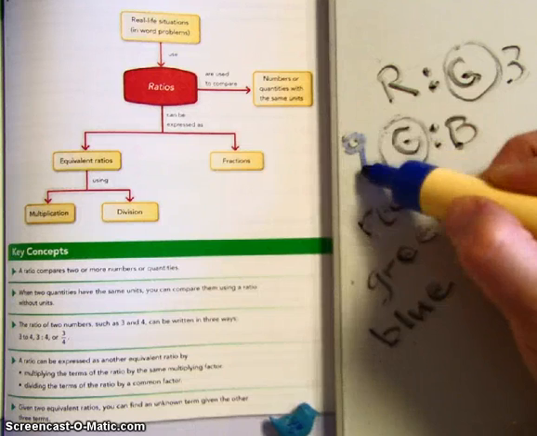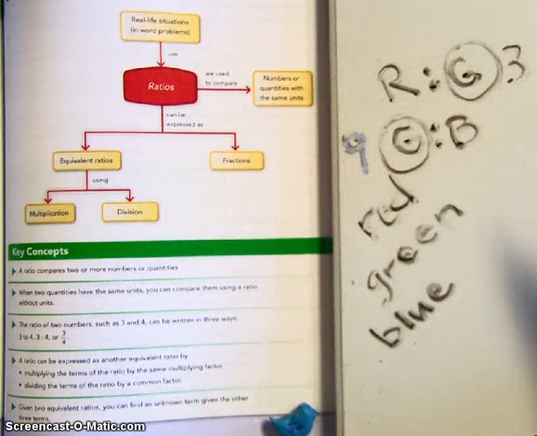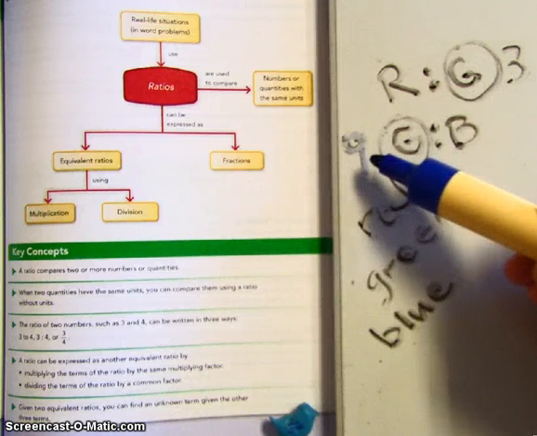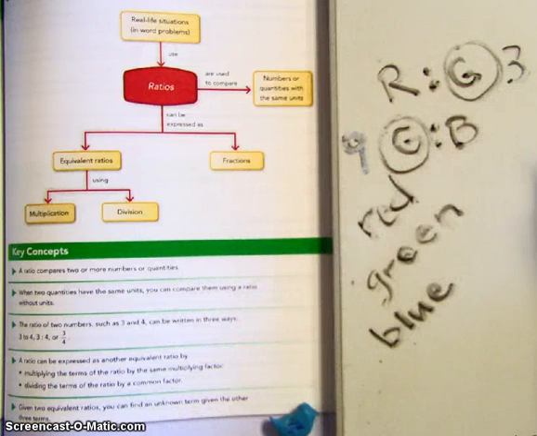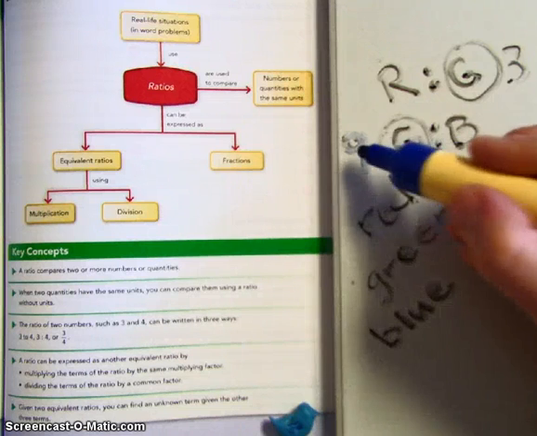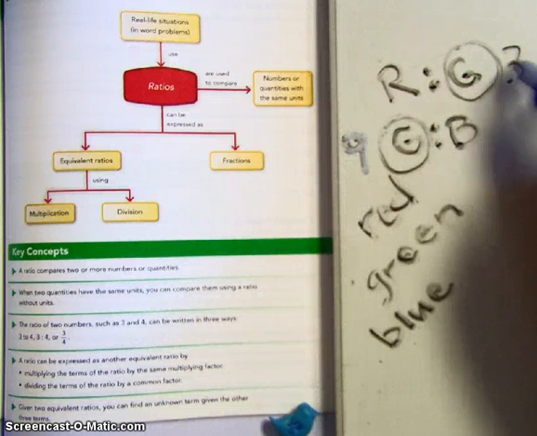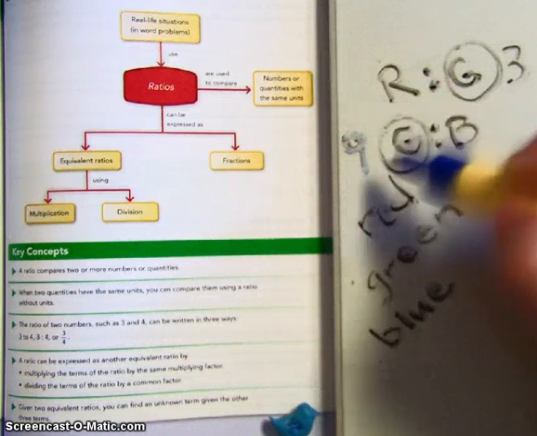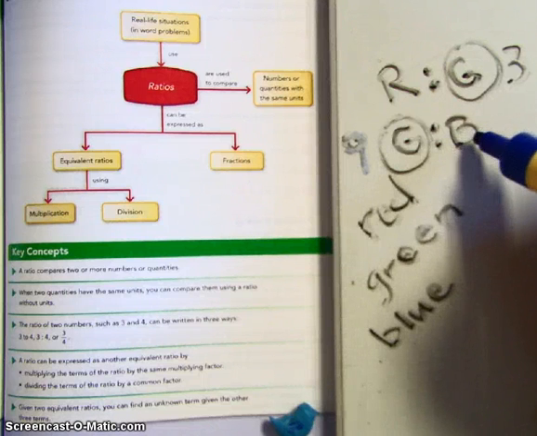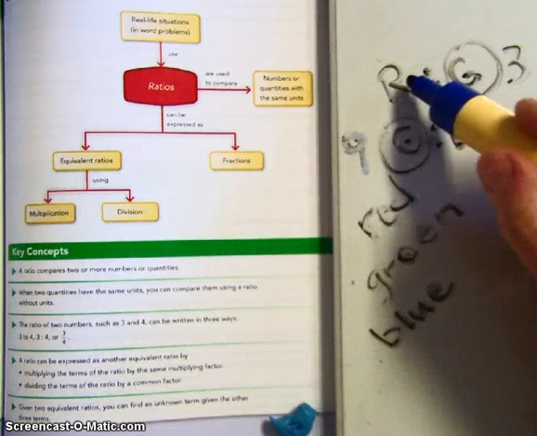So it would have 9. So we had to figure out what we times 3 by to get 9. Oh, we times it by 3 because 3 times 3 is 9. So then whatever I do to this side, I would have to do to the other side of my original ratio. Not this one, because this is blue marbles. We didn't have that in our original ratio.